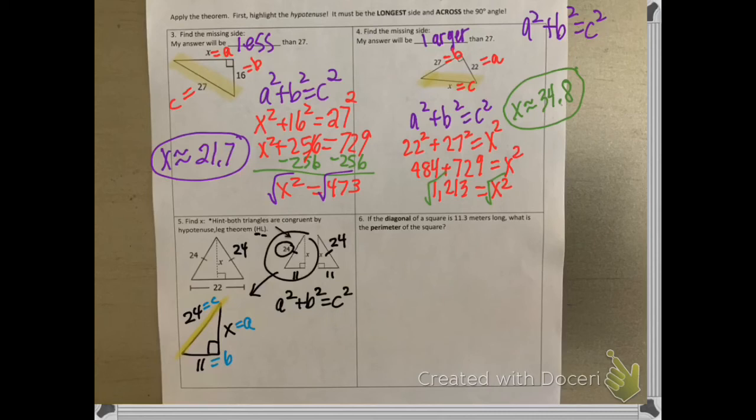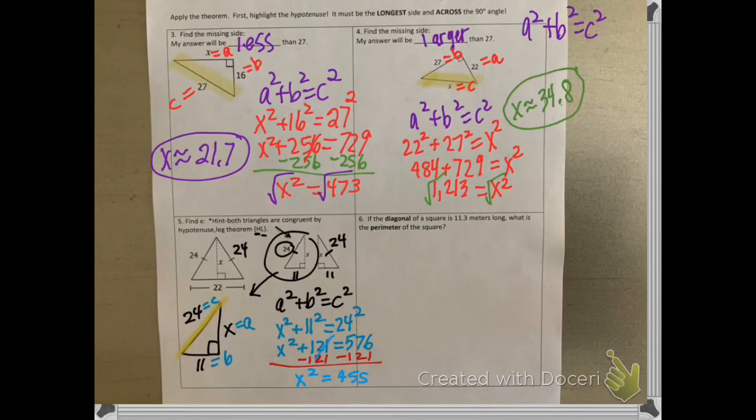So let's plug this in. A squared, so x squared, plus b squared, 11 squared, and that's equal to c squared, or 24 squared. So I would have x squared plus 11 squared, which is 121, and that's equal to, if you take 24 and square it in a calculator, you should get 576. So to isolate the x, subtract 121 from both sides. So from here, you should get x squared is equal to 455.